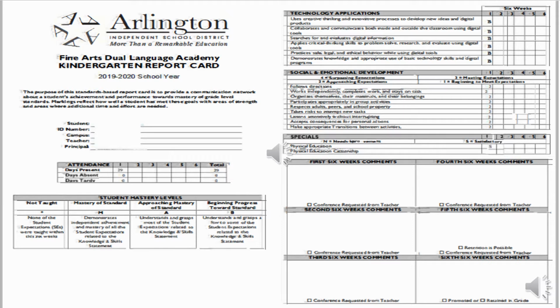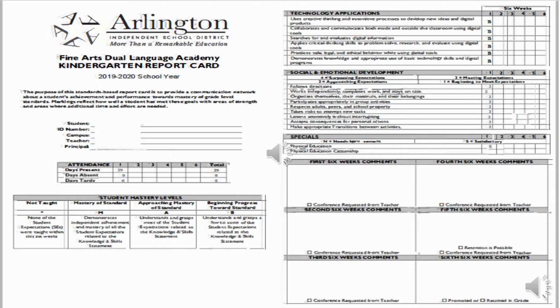The next letter that you are going to see is the letter A, and that stands for Approaching Mastery of Standard. And that means that the student understands, grasps, and applies most key concepts, vocabulary, processes, and skills. So when you see that A, it will let you know that your child is making adequate progress toward full mastery of the assigned concepts. And that A indicates a positive move towards mastery.